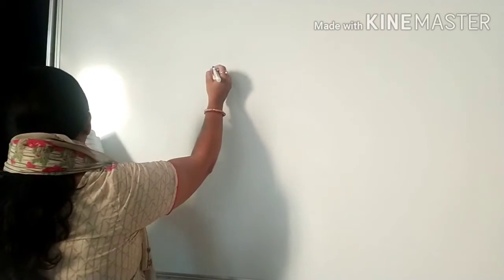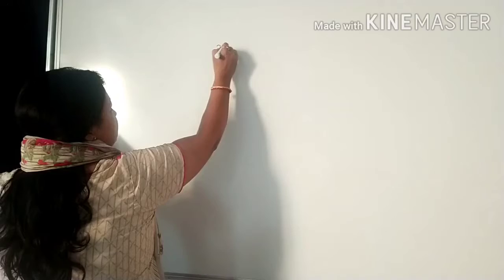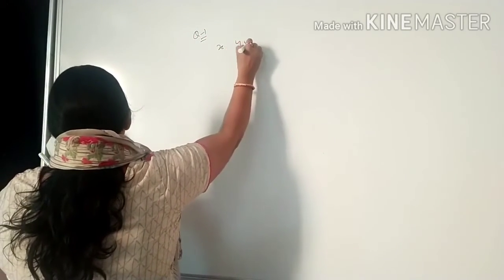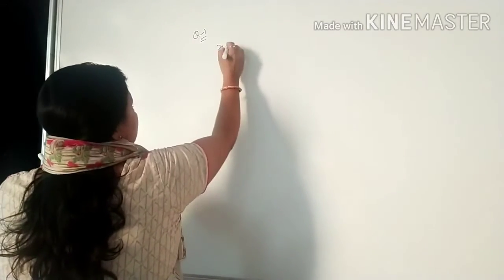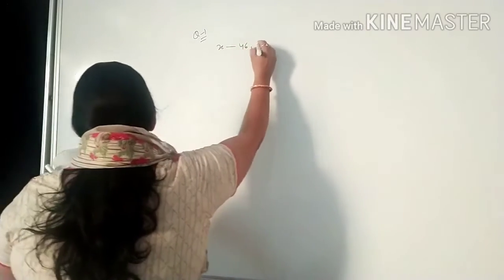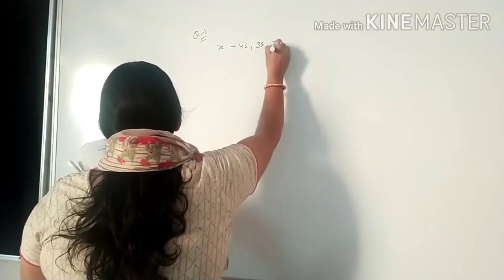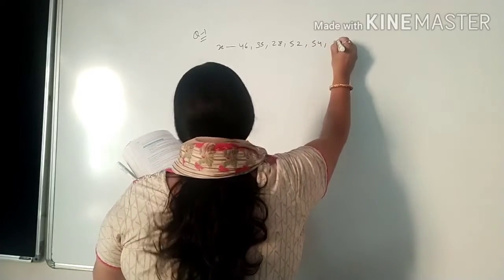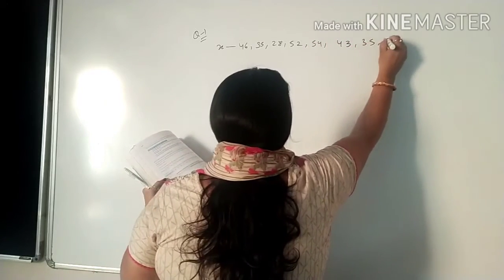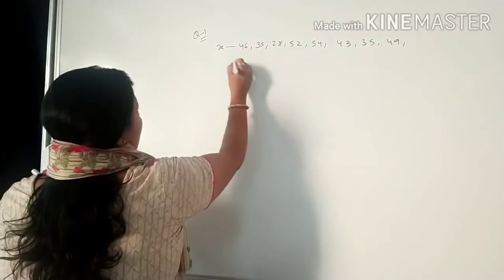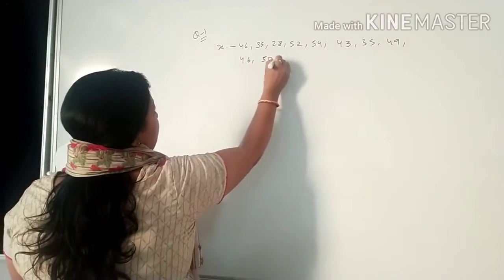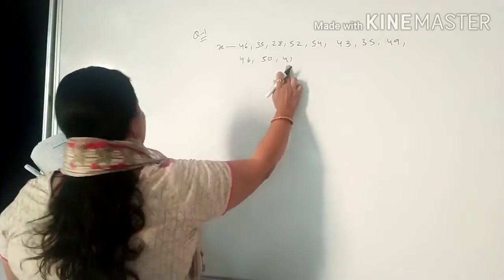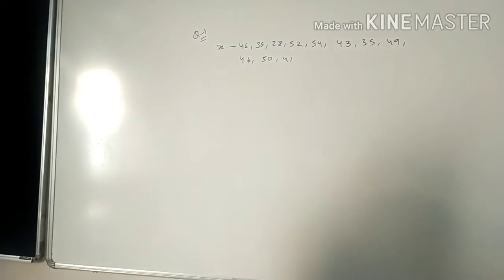So here the data: 44, 46, 35, 28, 52, 54, 43, 35, 49, 46, 50 and 41. 1, 2, 3, 4, 5, 6, 7, 8, 9, 10 and 11. Clear? These are the 11 data.